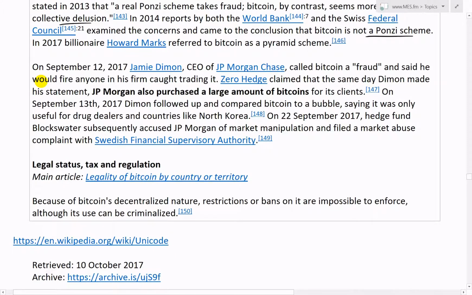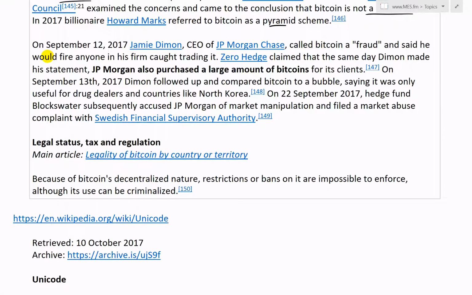In 2017, billionaire Howard Marks referred to Bitcoin as a pyramid scheme. Or maybe a trapezoid scheme or something. On September 12, 2017, Jamie Dimon, CEO of JP Morgan Chase, called Bitcoin a fraud and said he would fire anyone in his firm caught trading it. Zero Hedge claimed that the same day Dimon made this statement, JP Morgan also purchased a large amount of Bitcoins for its clients. Oh man, it's genius.